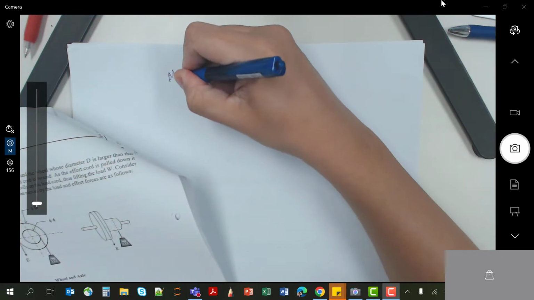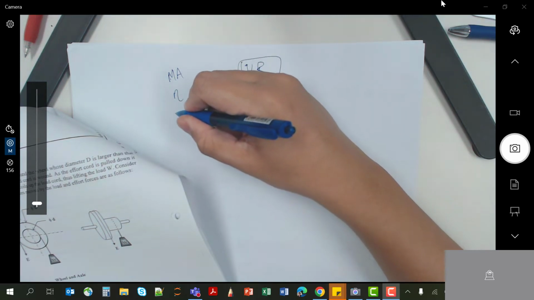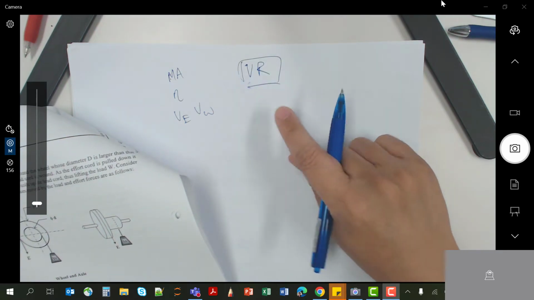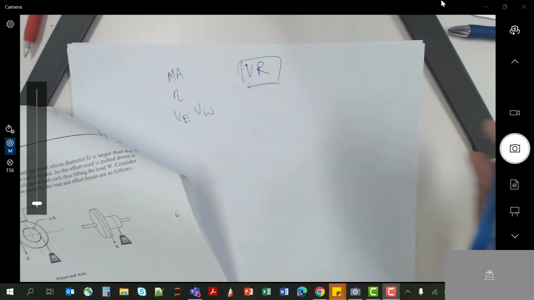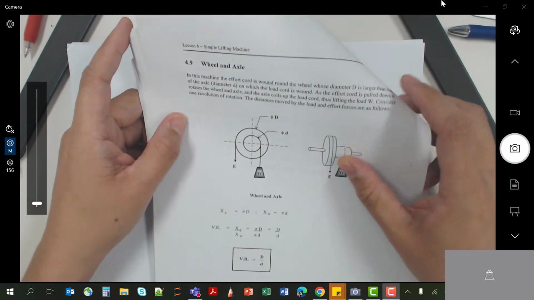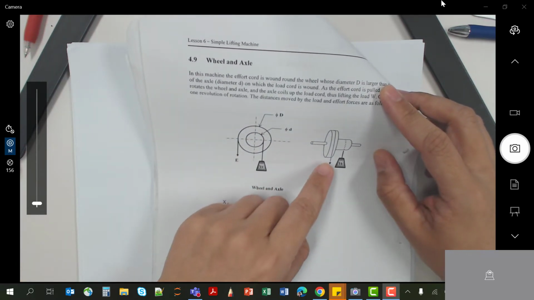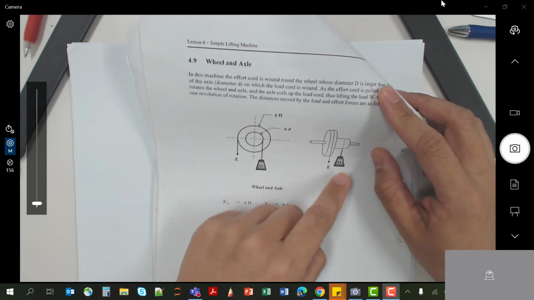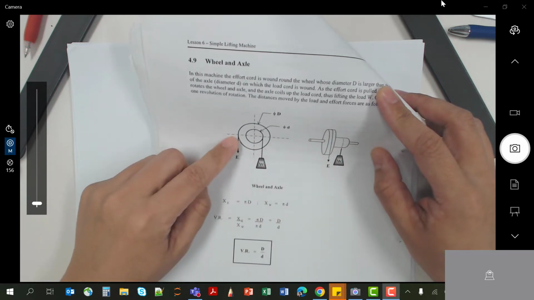You still have your mechanical advantage, you still have your efficiencies, and your effort velocity and your load velocity, etc. The main thing is to teach you the formula for the VR for the different kinds of machines. Take for example, this is called a wheel and axle. It looks like this, right? The effort is supposed to pull over here, and then this load will go up based on the amount that you pull.